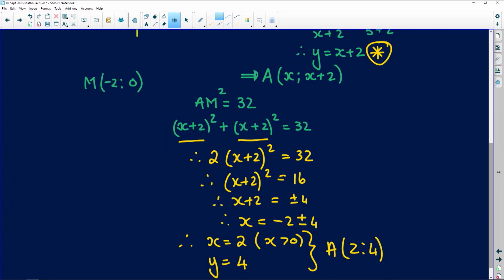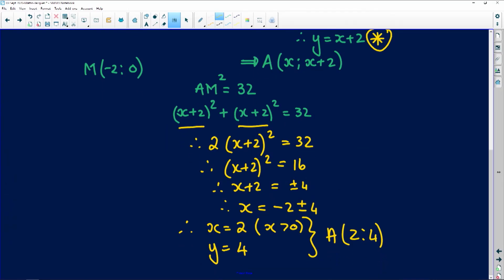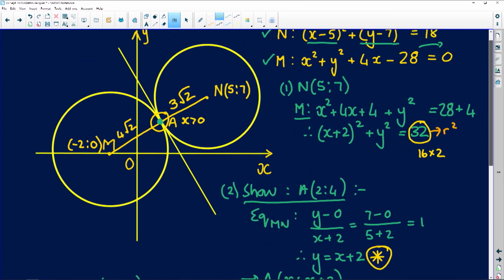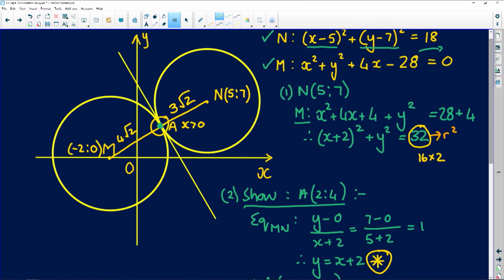The last part says, hence find the equation of the tangent at A. Now let's go back to the diagram. What did we learn here? We learned that this gradient was 1. So what do we know about this gradient? Well, they're perpendicular, so this gradient will be negative 1. We've got the point A. The point A is now the point 2 and 4.